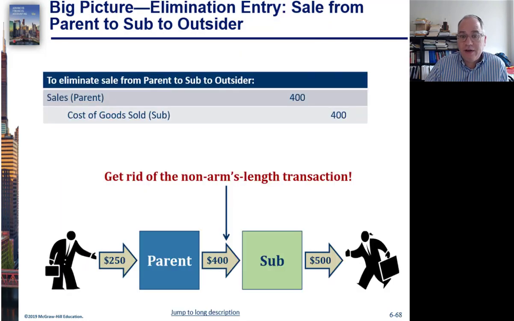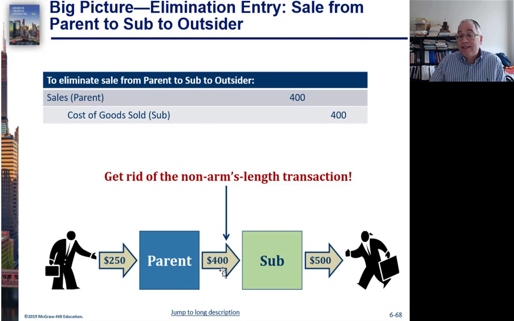So if we have a very simple scenario, where the parent buys the goods for $250, sells them to the sub for $400, and then the sub sells the goods to the outside for $500, then this middle transaction between the parent and the sub has no substance and needs to be eliminated. The parent recorded sales and cost of goods sold. We didn't sell it twice, right? If we don't do this, then you have $900 in sales and you sold the same thing twice.